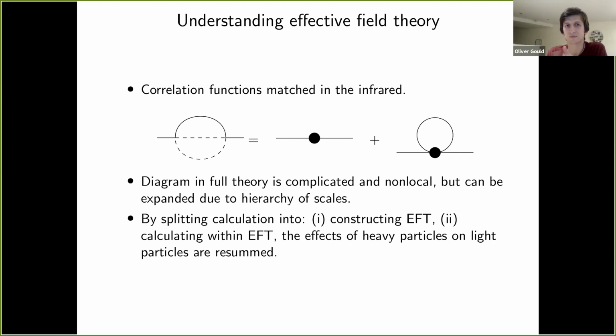So you get these two contributions from this sunset diagram. And the diagram, if you think about it in terms of its momentum dependence, in the full theory, is complicated. It's non-local in the sense that it depends on P in a complicated way. And because of a hierarchy of scales, you can expand it, and that's why it simplifies into these dots, which are much simpler in terms of their momentum dependence. And splitting the calculation in this way, first constructing the EFT, and then doing calculations within the EFT, the effects of the heavy particles on the light particles are resummed.